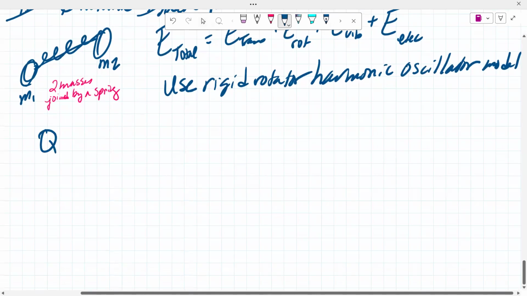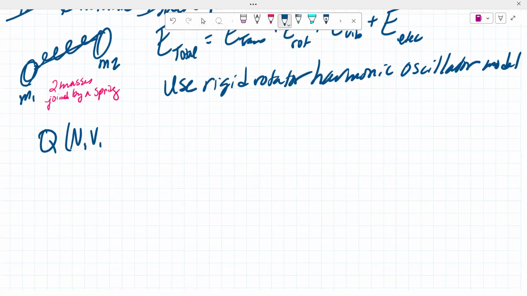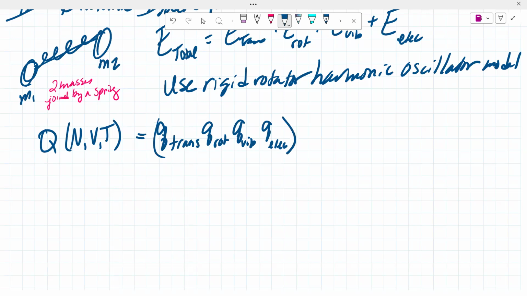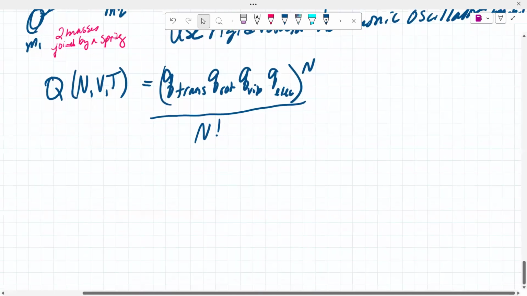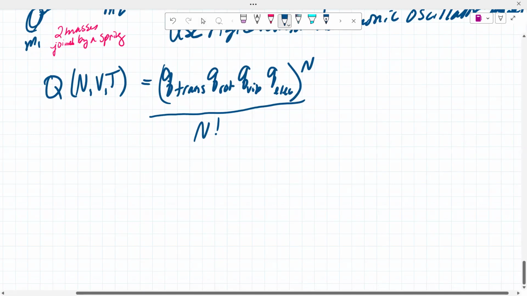All right, so here we have a big Q of N, V, and T. So this whole thing equals small q, because these are the parts: q translation, q rotation, q vibrational, q electronic, raised to the Nth power over N factorial. Covering lots of interesting math things. All right, so q trans.